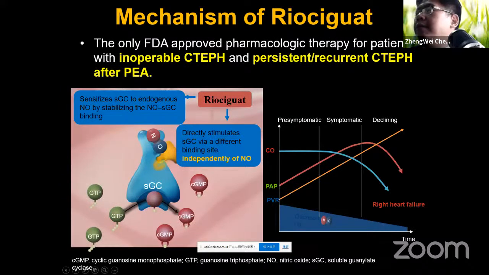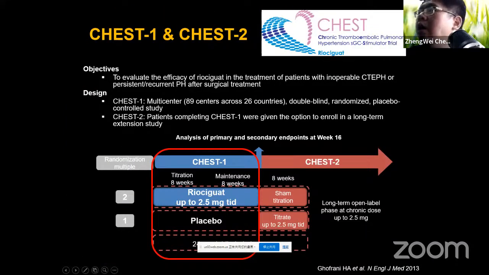For the mechanism of riociguat, it has a dual mode of action, including sensitizing soluble guanylate cyclase to endogenous NO by stabilizing its binding, and also directly stimulating soluble guanylate cyclase independently of NO. The approval of riociguat was based on the CHEST-1 and CHEST-2 trials.